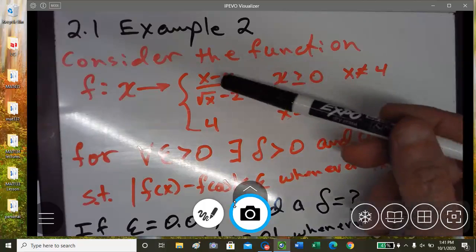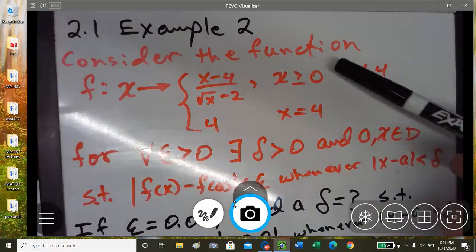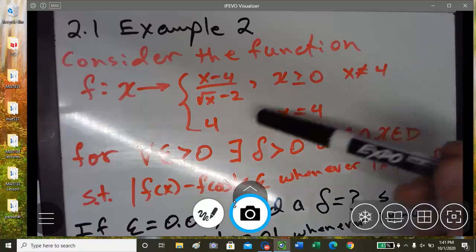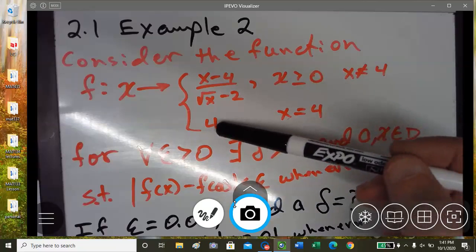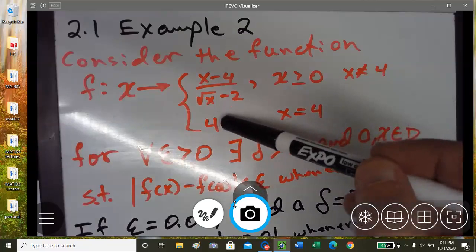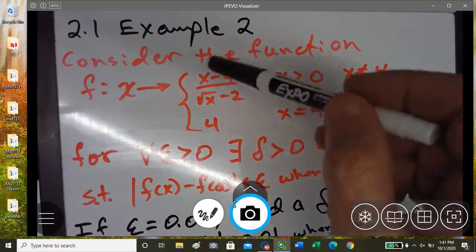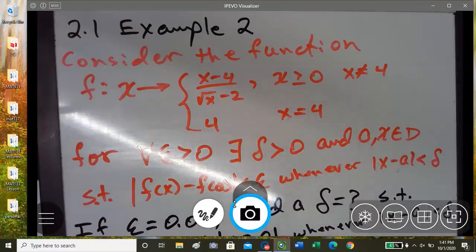So it's a piecewise defined function where we have a curve, but there's a hole at 4, and then there's a point (4, 4) that's not on this curve.